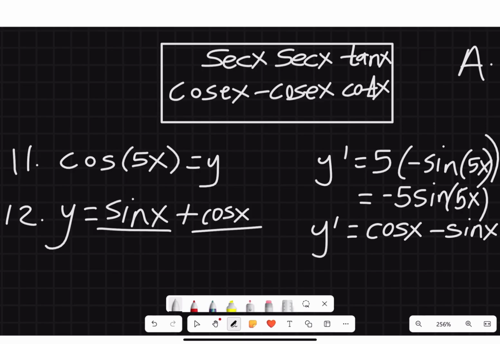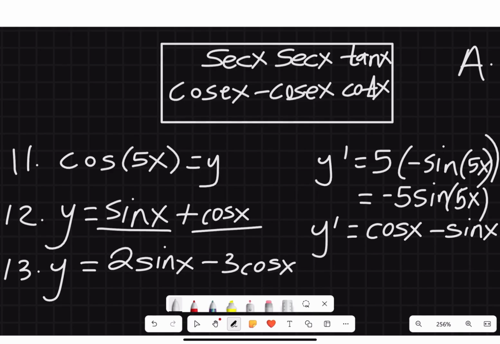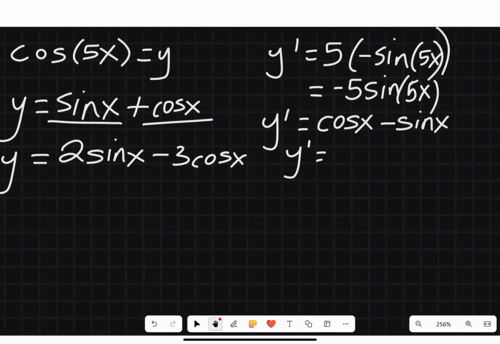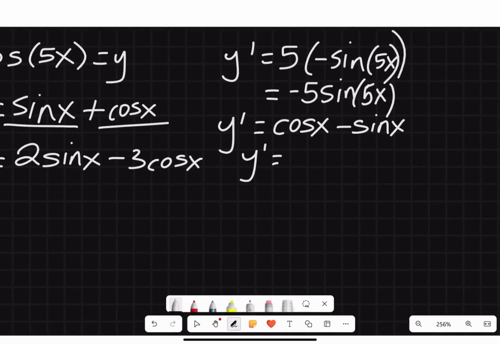Now we can go do number 13. Number 13 is very similar to 12. I would like you to pause the video and attempt it. So we have 2 sine x minus 3 cos x. We can see that the derivative of that will be this, right? Let me just make space here. So the derivative would be, the 2 will stay, sine x becomes cos x, right? And then the negative 3 stays, cos x becomes negative sine x.